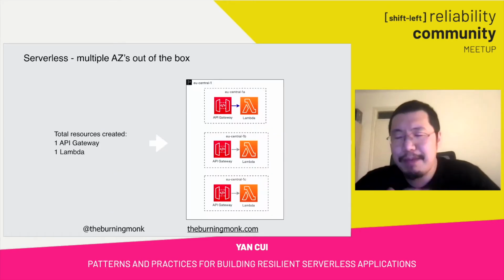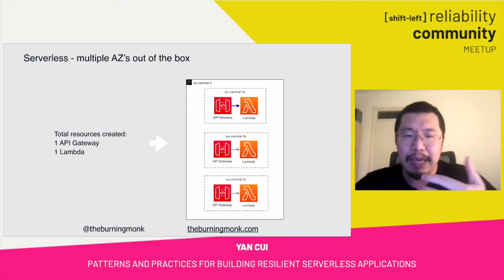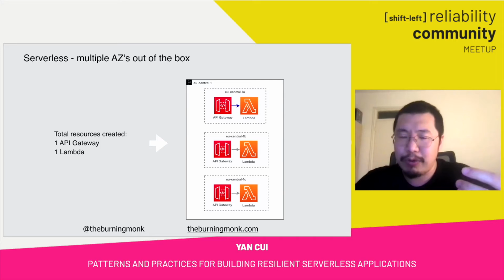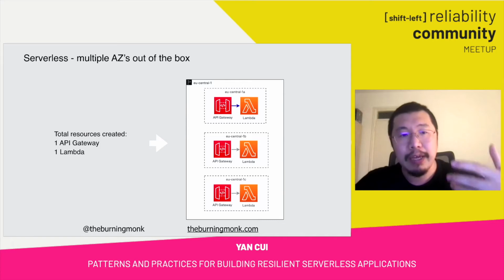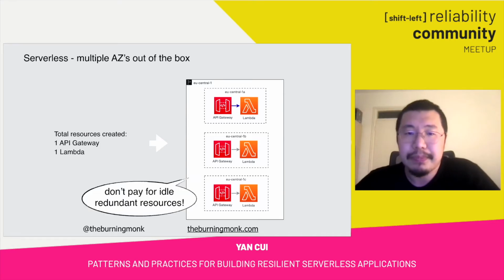And when you build APIs with API Gateway and Lambda, you also just get multi-AZ out of the box, because API Gateway and Lambda deploy your functions and your API across 3 different availability zones by default. So you don't have to do anything additional yourself to get that extra resilience. If one data center goes down, it's not going to take down your app.